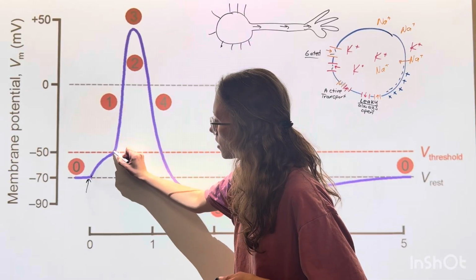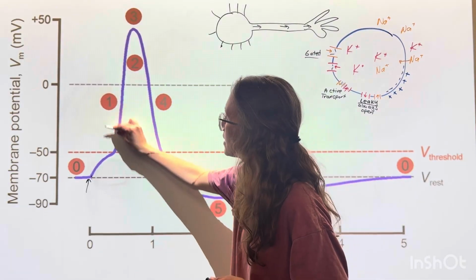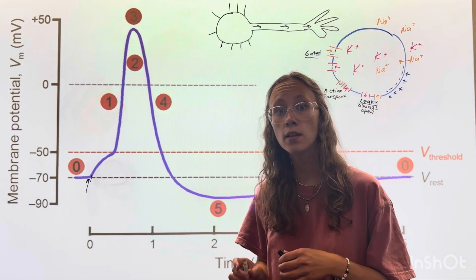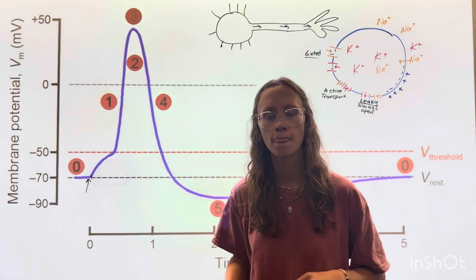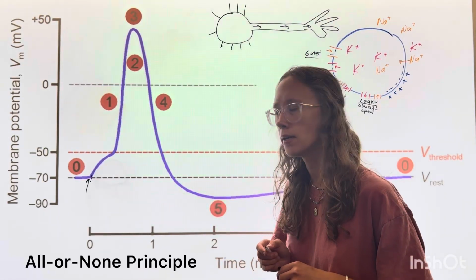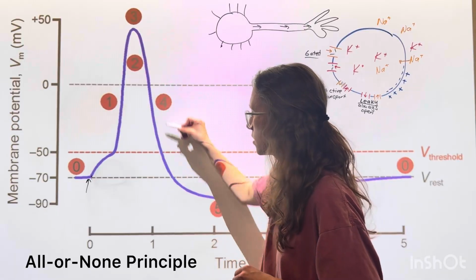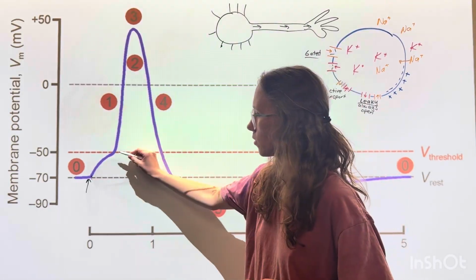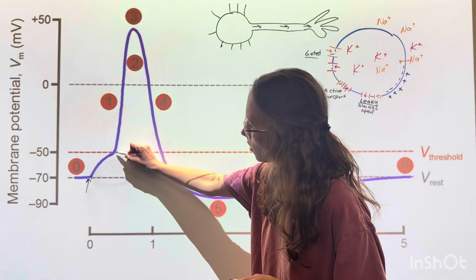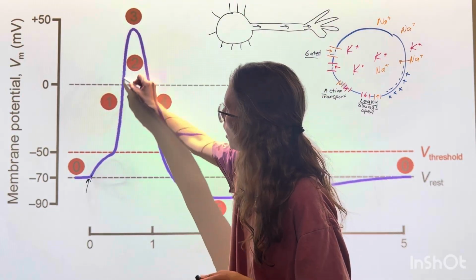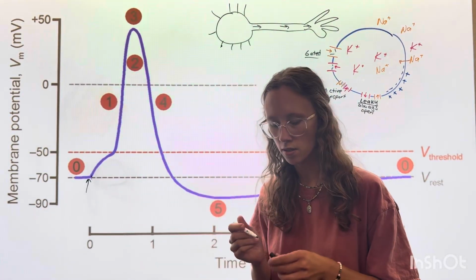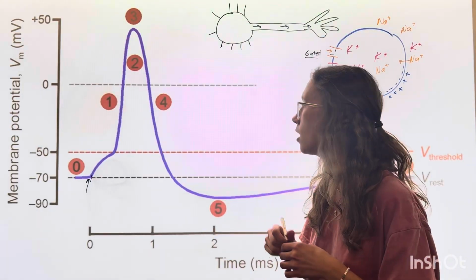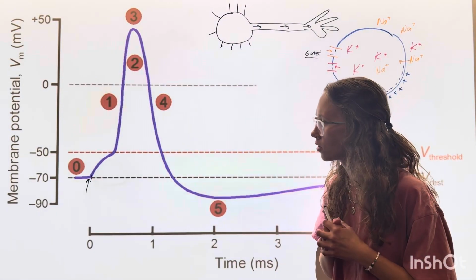if it reaches this negative 50 threshold, this entire action potential will happen. There's no stopping it. This is called the all or none principle. Once this action potential starts, it will finish. So what happens here? We reach negative 50, and as we can tell, we go from that negative 50 up to about positive 30. So our cell is becoming more positively charged.